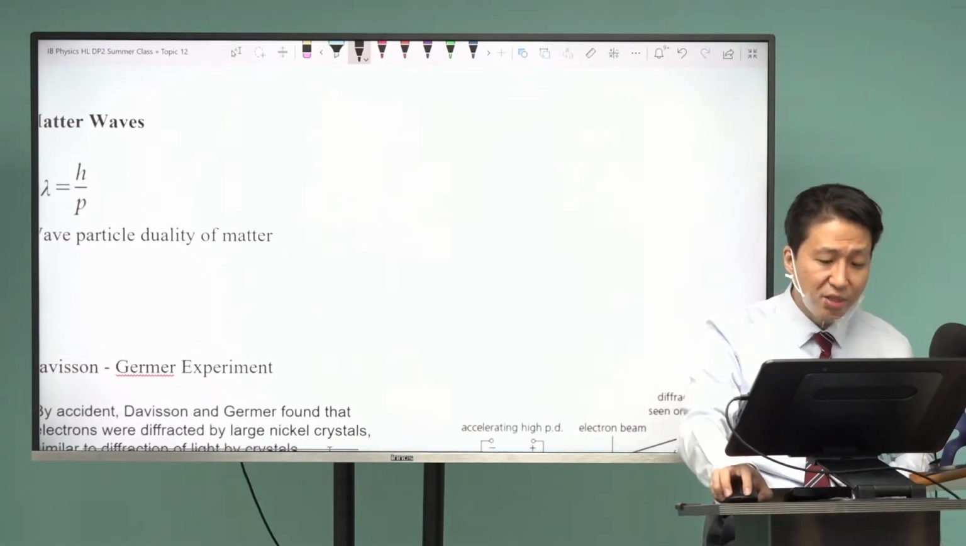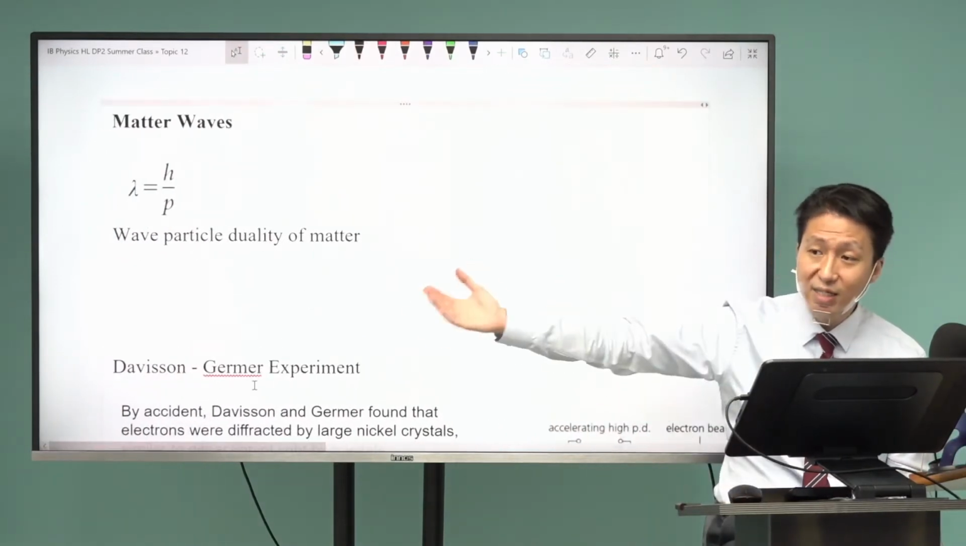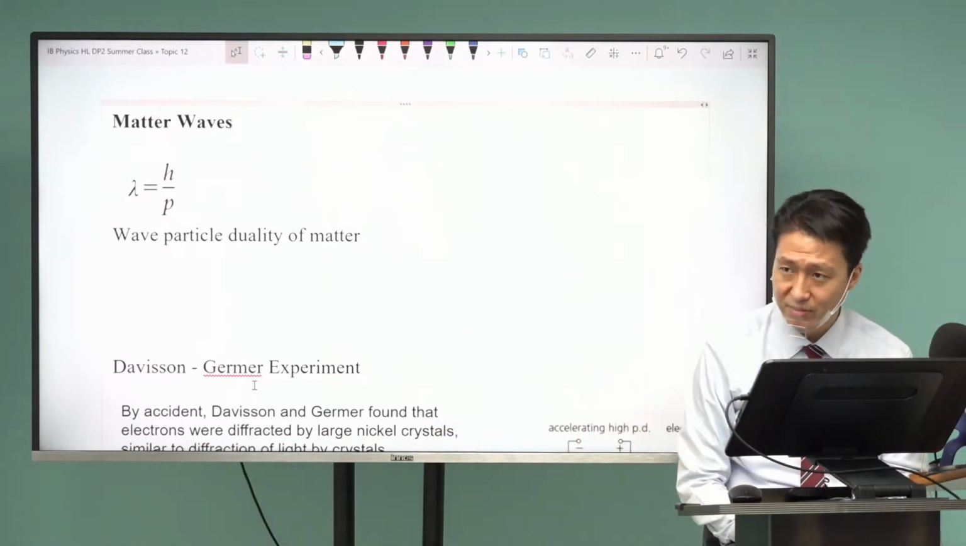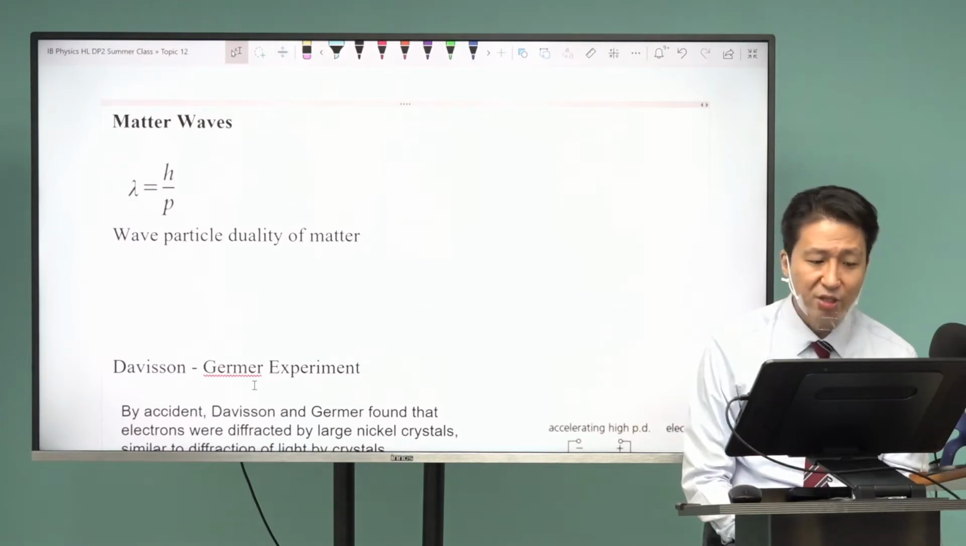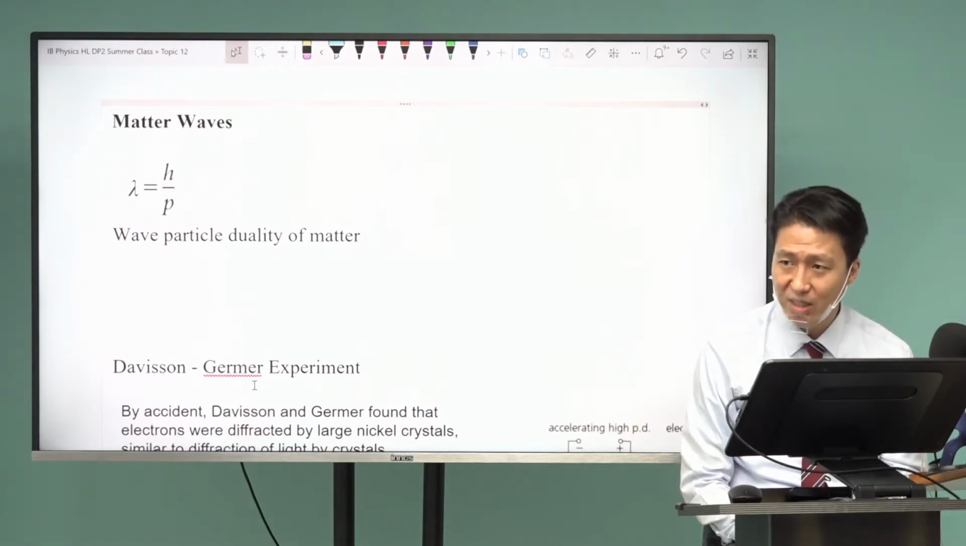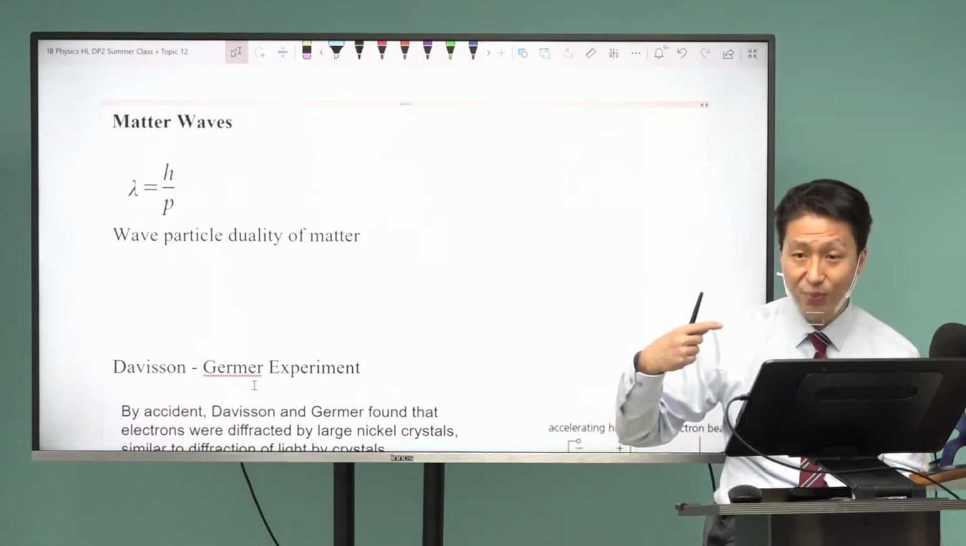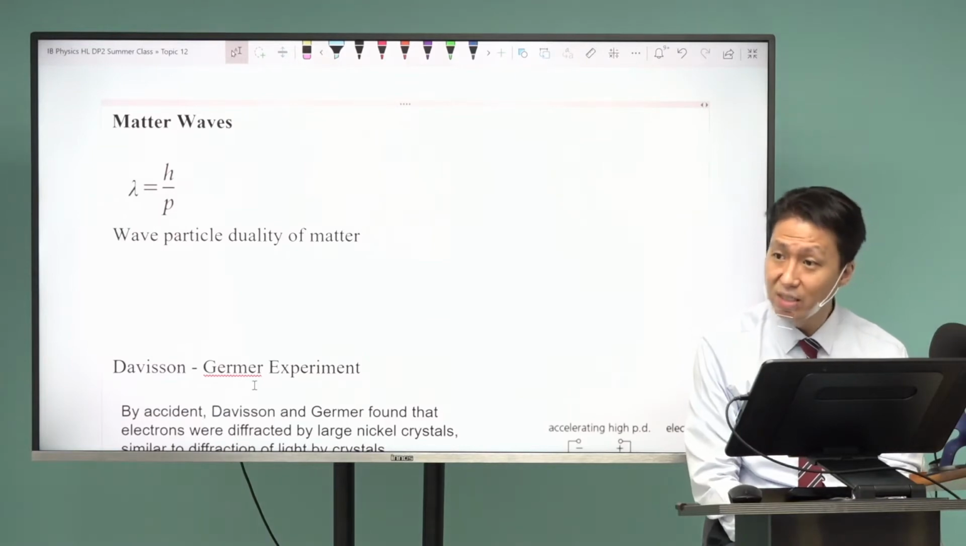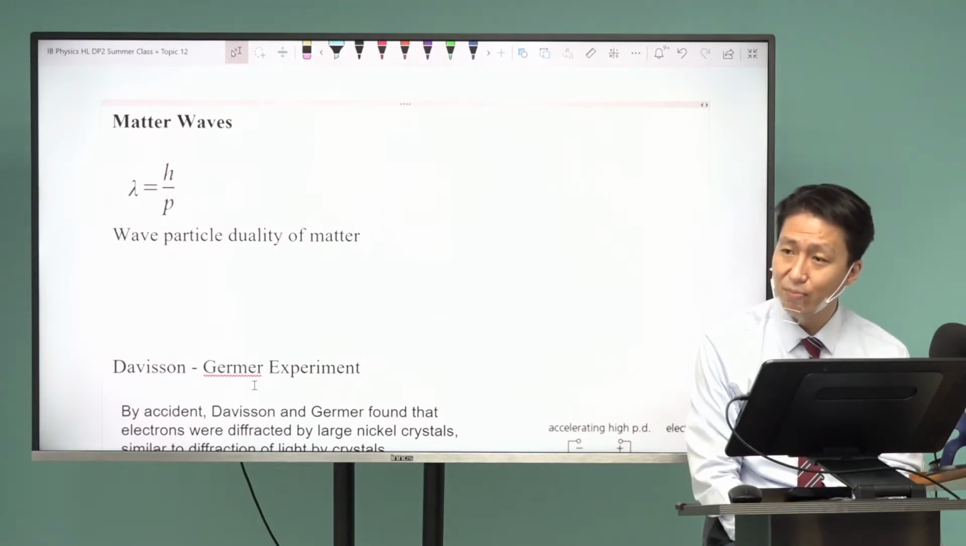So what we were talking about until now is that light is a wave, but light also behaves like a particle, which we call the duality of light. It's both a wave and a particle. And the photoelectric effect proved that light is also a particle. And the question had to be made: well, if light can be both, can matter be both? Can matter also be a wave?